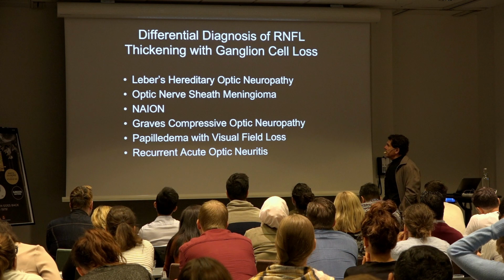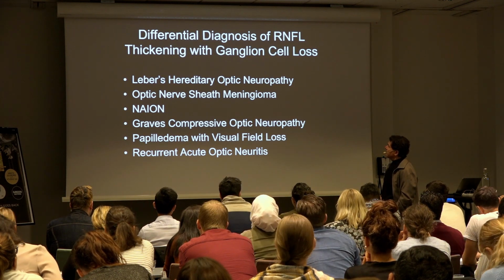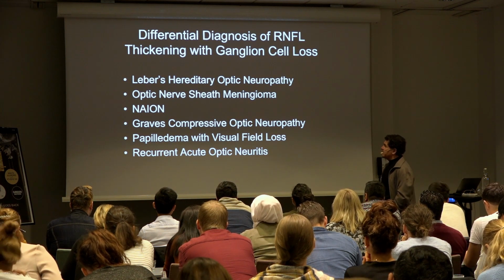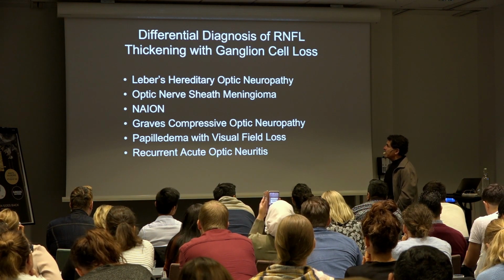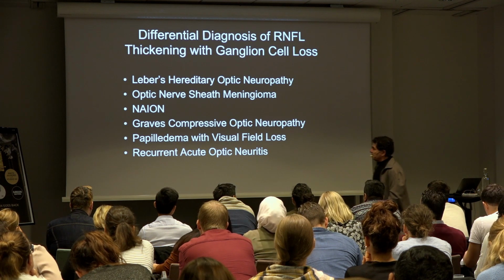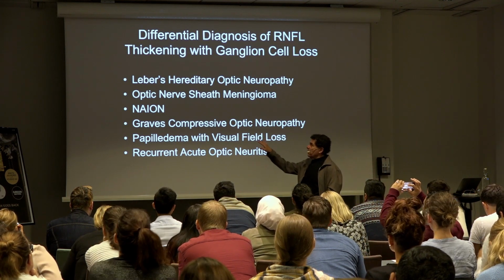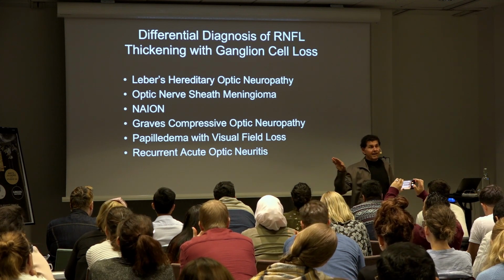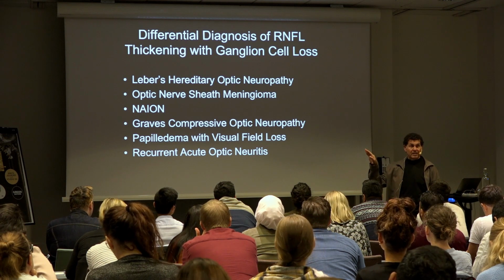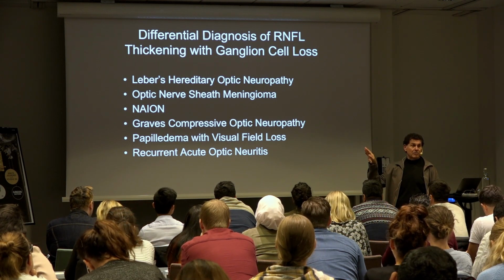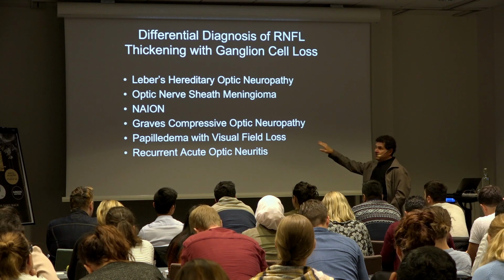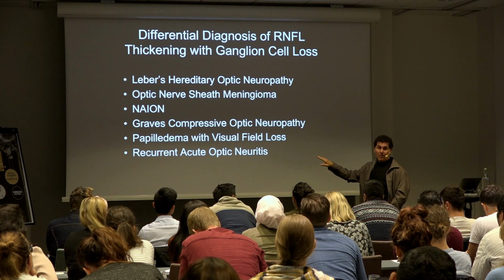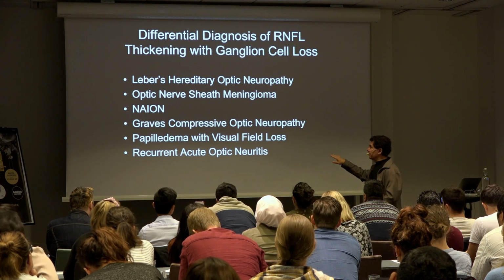So this is kind of on my list of differential diagnosis of RNFL thickening in the presence of ganglion cell loss. We talked about Leber's hereditary optic neuropathy. We talked about nerve sheath meningioma. NAION, because the ganglion cells, I'll show a picture later, start thinning in about 8 days, so it happens fairly quickly, and it's almost maximum within a month after the injury. So you could still have swelling of the nerve from a NAION. If you saw them a couple weeks down the line, they would have thinning already.